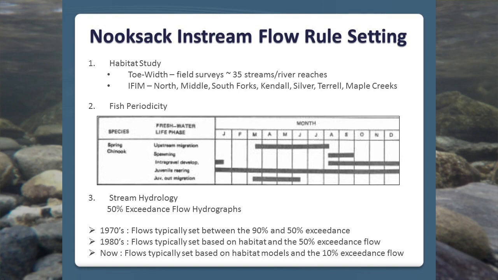In the 80s, as I mentioned, there was typically a habitat component, and flows that they focused on were the 50% exceedances. And today, flows are typically set using more advanced habitat models, and then the 10% exceedance flow. So the flow that is statistically only exceeded 1 out of every 10 years has become kind of the norm for in-stream flows.